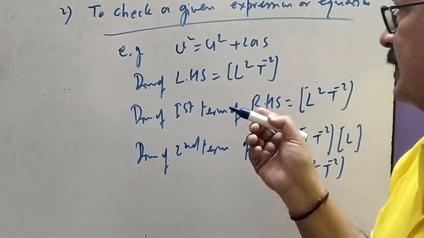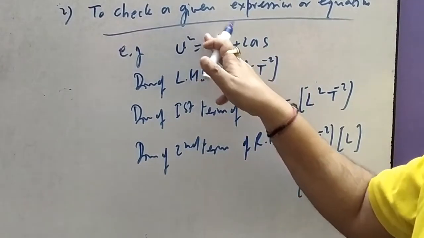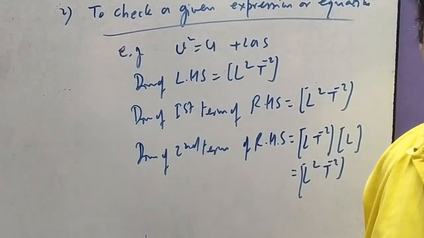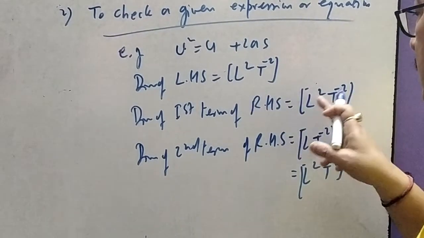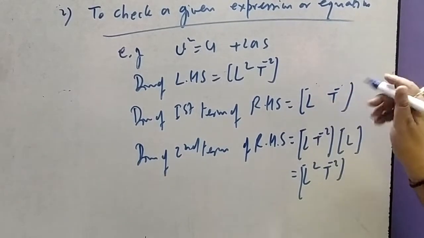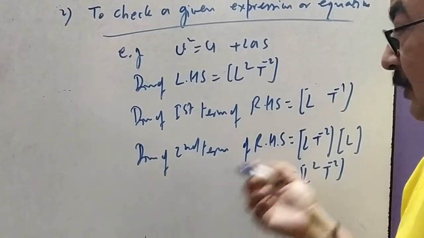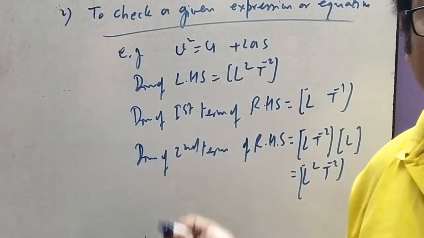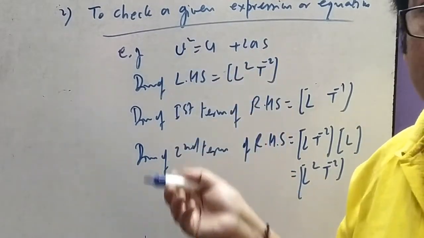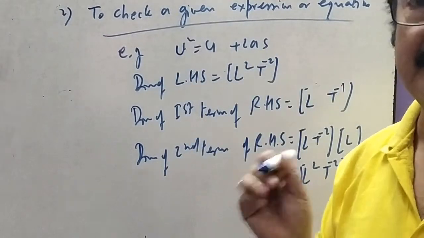Okay, by chance, suppose we write something wrong. If I write an equation like this, v square equal to u plus 2as, then naturally the term u will be LT minus 1. Here we cannot have the principle of homogeneity, because one term has the dimension of the left hand side but the second term does not. Therefore, in that case, the equation will be incorrect.